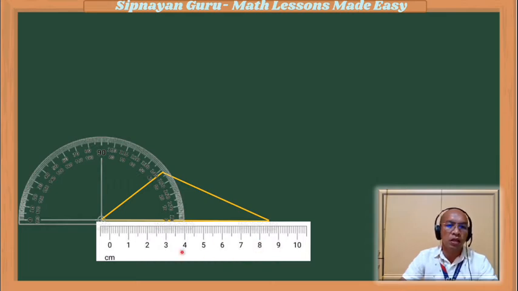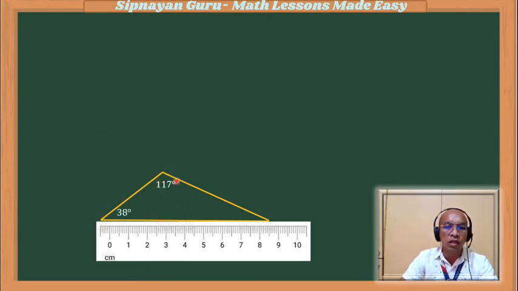Suppose we are finding the length of the sides of this triangle and the measures of its angles. To measure the length, we need the ruler. To measure the angle, we need a protractor. This angle, based on this protractor, is approximately 38 degrees. Using the same protractor, this angle measures 117 degrees.